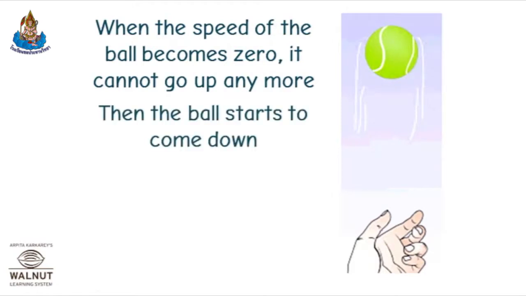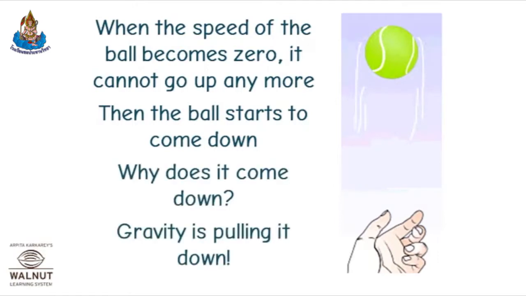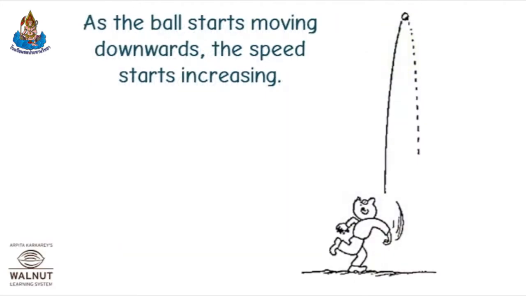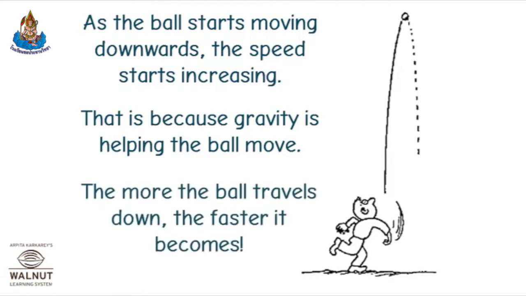Then the ball starts to come down. Why does it come down? Gravity is pulling it down. As the ball starts moving downwards, the speed starts increasing. That is because gravity is helping the ball move. The more the ball travels down, the faster it becomes.